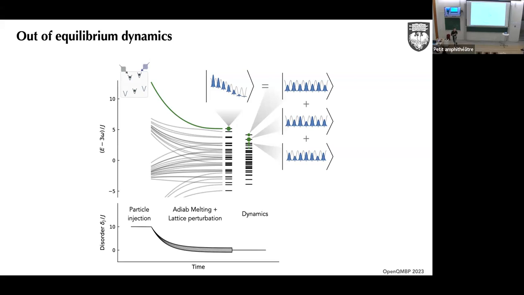Like, we don't even see that difference very clearly in the sound velocity. Okay. To be fair. Okay.